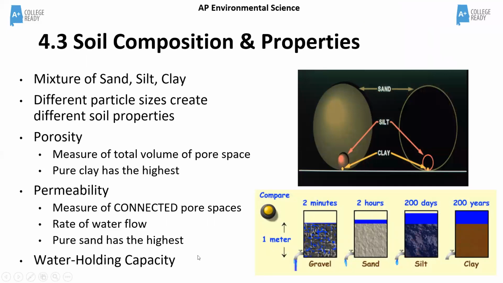So soil is made up of different particle sizes. So you have sand, you have silt, you have clay. Those designations are a measure of their size. And so you can see over on the right-hand side the difference between sand, silt, and clay. Sand are the larger particles. They can be up to 2 millimeters. They're definitely visible to the naked eye.